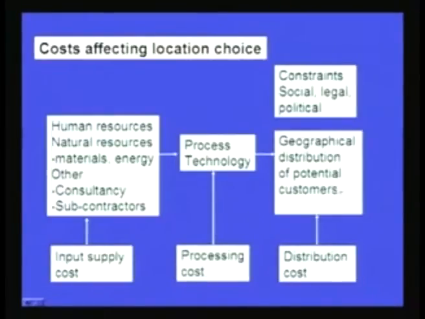Similarly, when we come to the market, geographical distribution of potential customers, that we can call in a single word as the market, then we would have a distribution cost. Like the product is ready at this stage or at the output of the process technology stage, the raw material has been converted by this process into the final product which is now ready to be used by the customers or the consumers. Now this has to be distributed to different geographical locations. Then we have to take a decision that this cost should be minimum, or the distribution cost should be minimum.